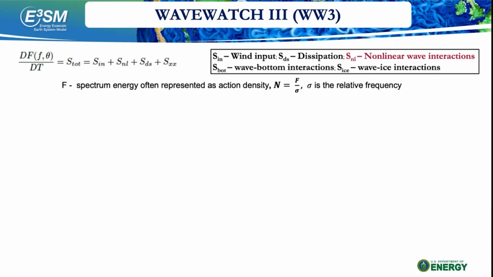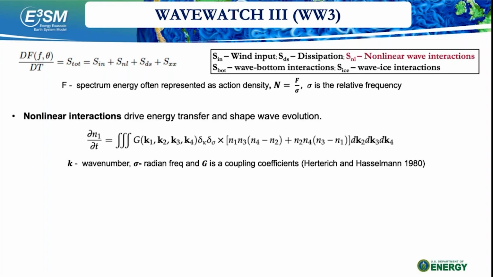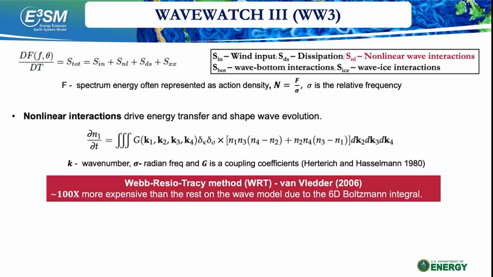However, the exact computation of this nonlinear interaction is really expensive, and it requires solving a six-dimensional Boltzmann integral. This is extremely expensive, and it has been computationally optimized over the years. The gold standard in wave models is called the Web Resource Tracing method, the WRT method. Even with this, it's still 100 times more expensive than the rest of the model.